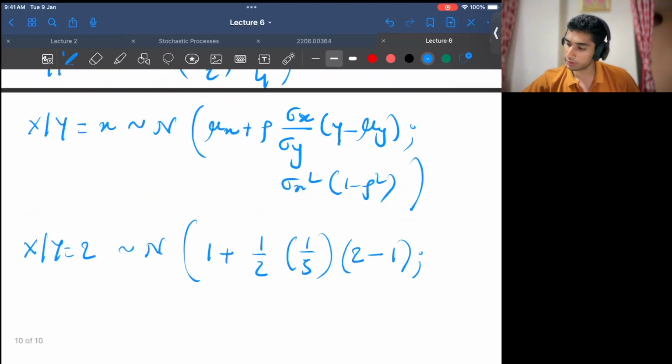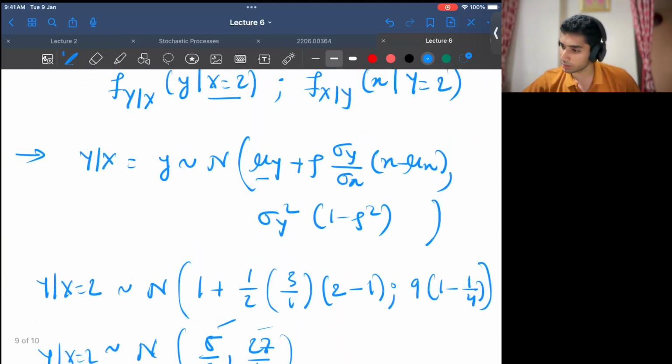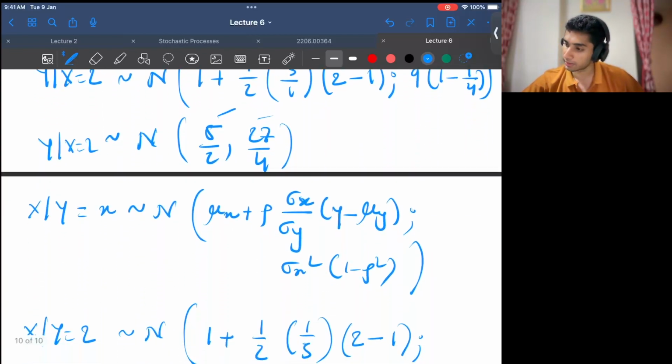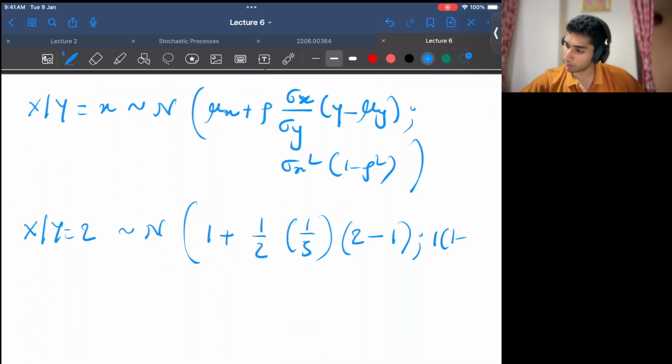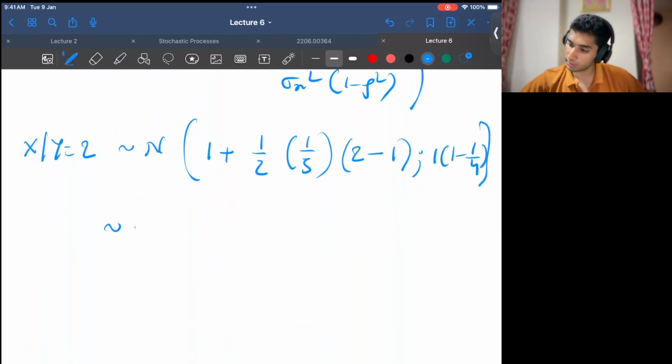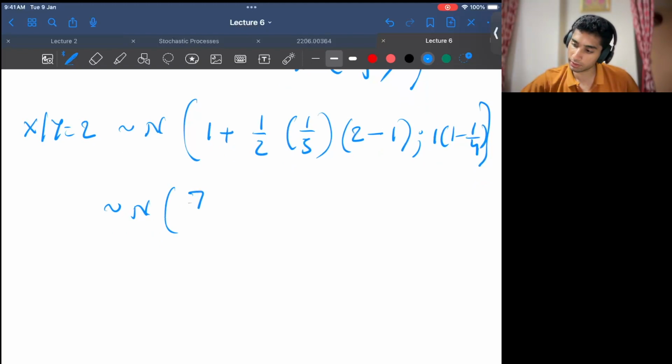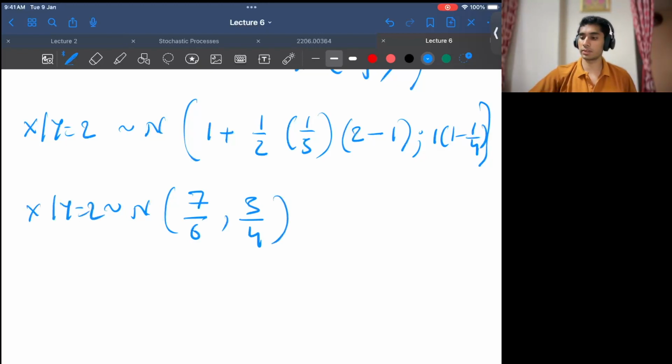And what is the variance? Sigma x square is given to be 1, so that is 1 into 1 minus 1 by 4. And what will this be? Normal. The mean becomes 1 by 6 plus 1, so that is 7 by 6. And the variance is 1 minus 1 by 4, so this will be 3 by 4. So x given y is equal to 2 is distributed according to a normal distribution with mean 7 by 6 and variance 3 by 4.